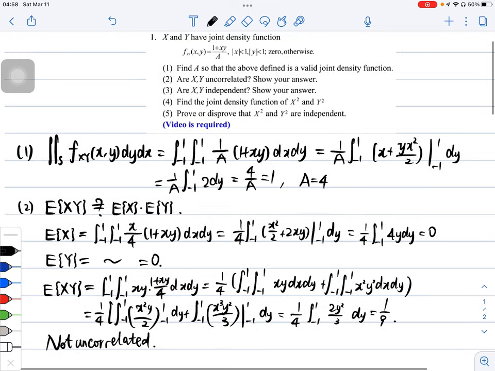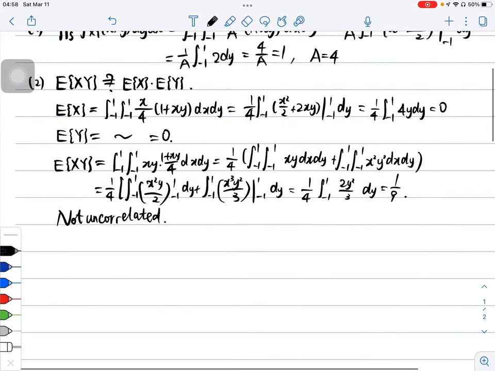Part 3. Are they independent? If they are jointly normal and uncorrelated, then they are independent. As shown in part 2, they are not uncorrelated, so they are not independent.